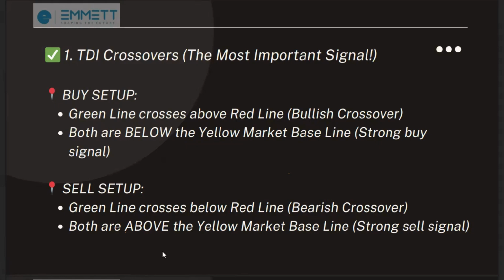We get a bearish crossover. So when they are both above the yellow market baseline, it means it's a strong sell signal. So we are going to come to examples.